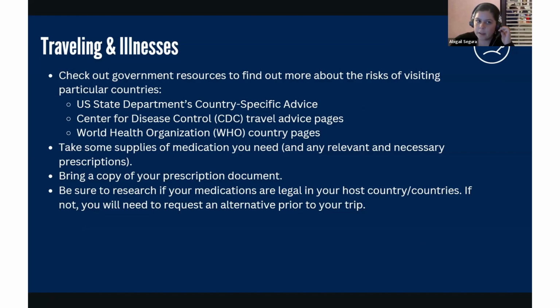This next part is just a quick review for traveling and illness. Like we mentioned in your assessment video, you want to check your government resources to find out more about the risk of visiting particular countries. All of that is public information you can find on the CDC website, the US Department of State country-specific website, and the World Health Organization country pages. It's something we recommend you do.